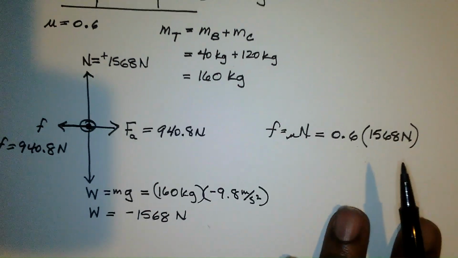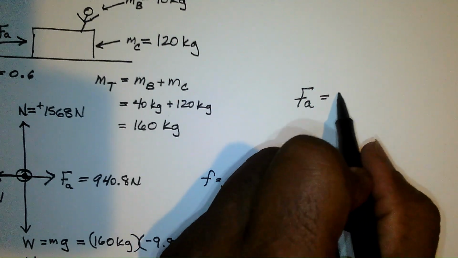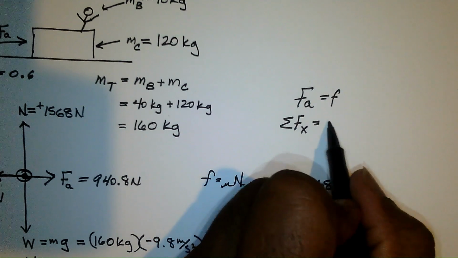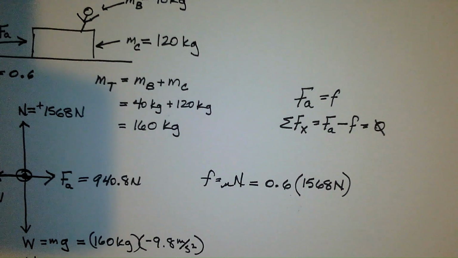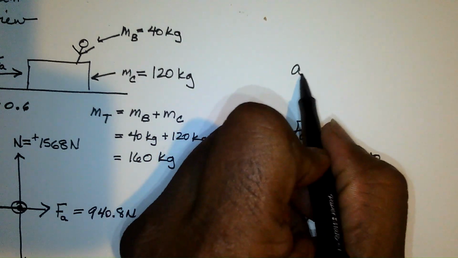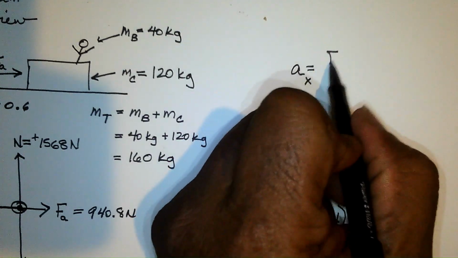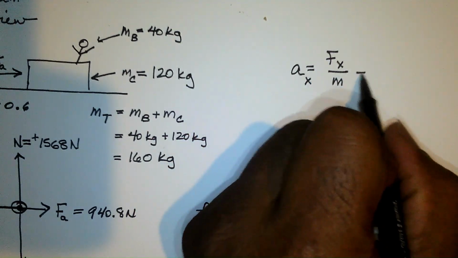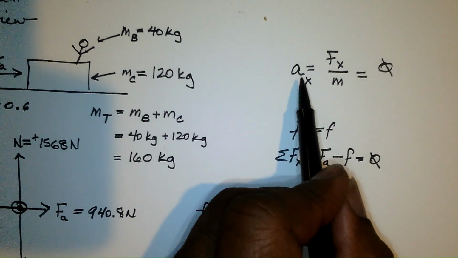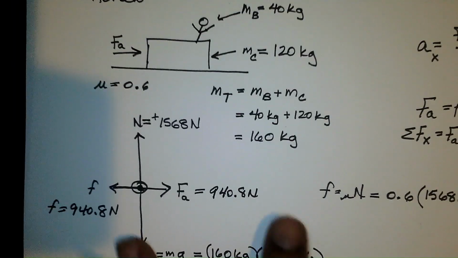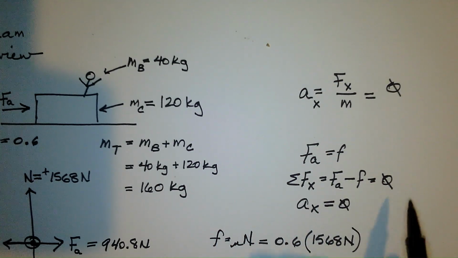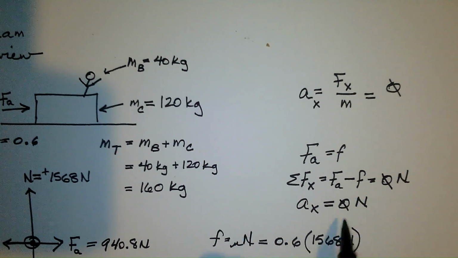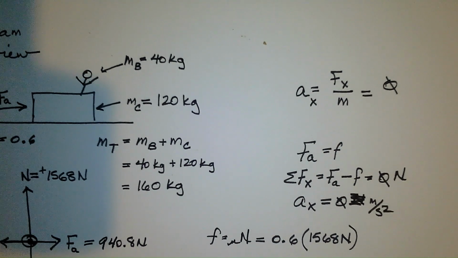And when these two cancel out, when Fa is equal to friction, then the sum of the forces on the x-axis is equal to Fa minus friction. Since these two are equal, the net force is 0. If the net force is 0, according to Newton's second law, a for the x-axis equals F for the x-axis over m. If this top number is 0, that means that a is 0. So when the forces are balanced, the acceleration on the x-axis is 0. No force means no acceleration.